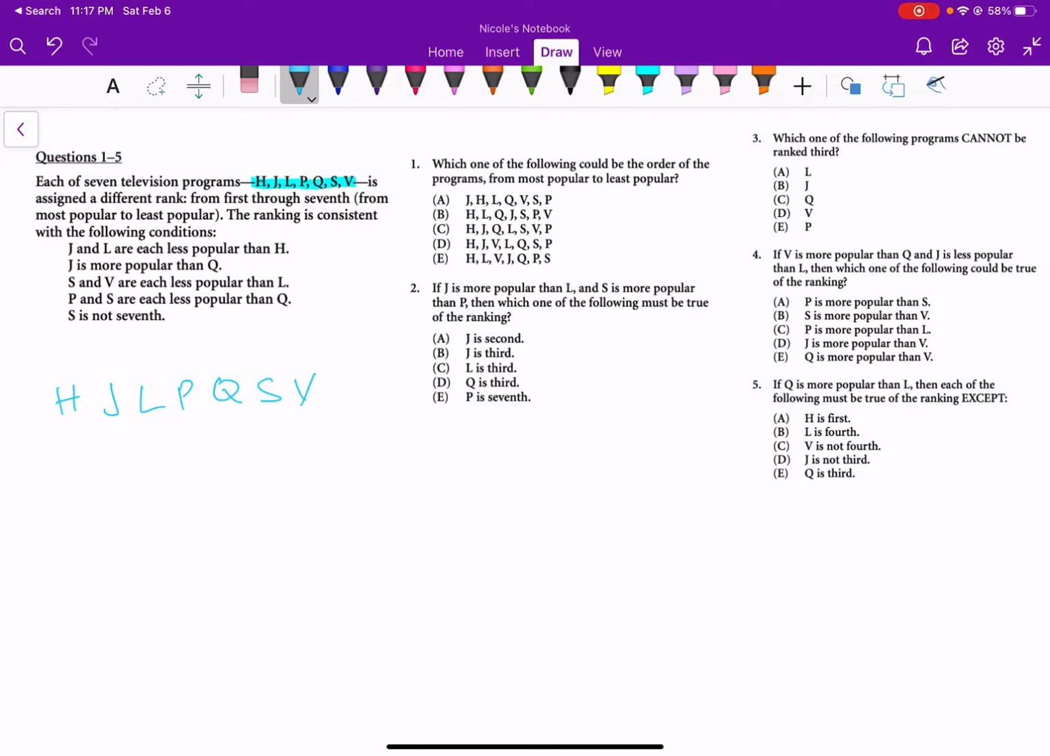So the thing to pay attention to here is that 1st is referring to most popular, and 7th is referring to least popular. The ranking is consistent with the following conditions. So I know that we're putting them in order from 1, 2, 3, 4, 5, 6, 7.